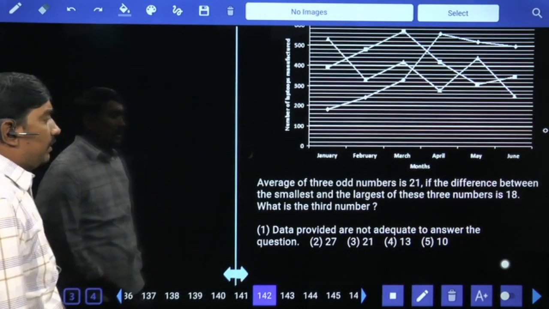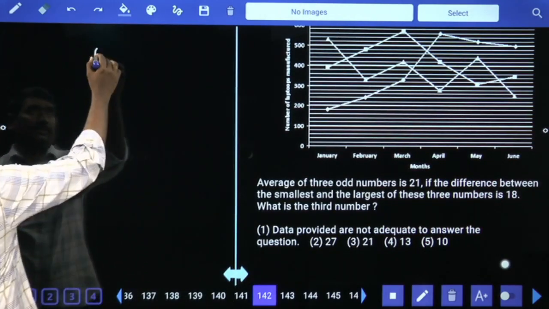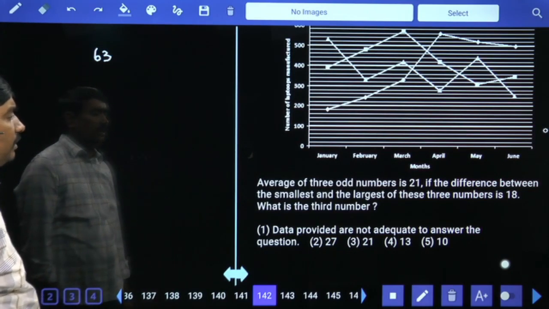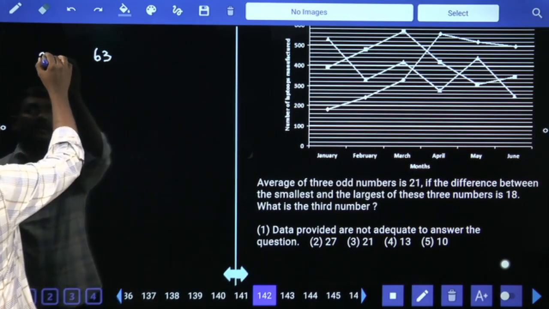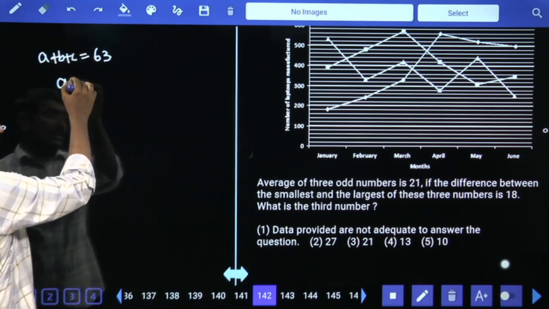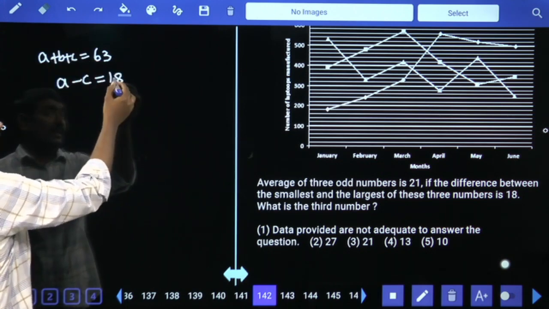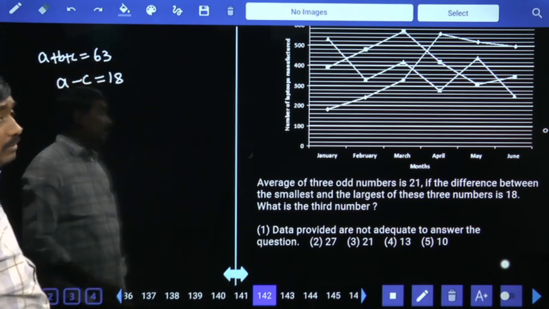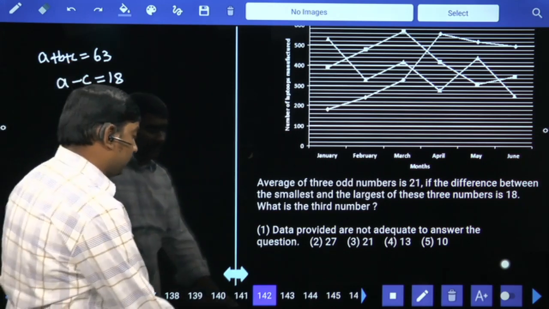Average of 3 odd numbers is 21, total 63. If the difference between the smallest and the largest of these 3 numbers is 18, a plus b plus c total 63. Difference between the smallest and the largest of these 3 odd numbers is 18. What is the third number? Not possible. With 3 variables, I have only 2 equations, so it is not possible.